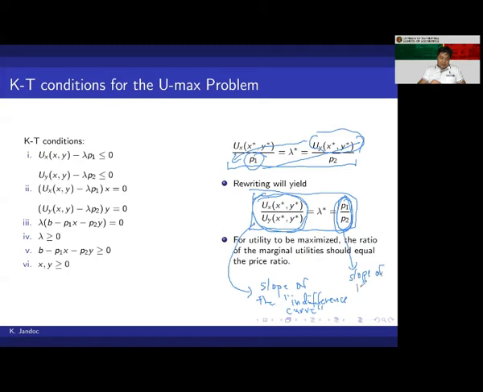So we will apply the implicit function theorem as we shall see later. Just keep this in mind: the ratio of marginal utilities is the slope of the indifference curve, and the price ratio is the slope of the budget line. We will see that more clearly in the next few slides.